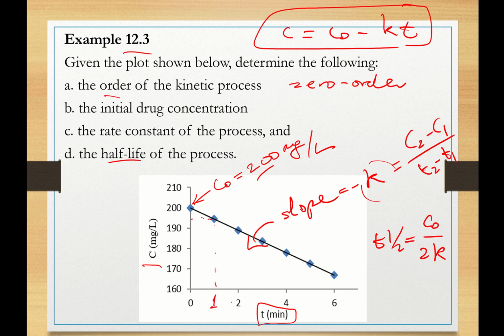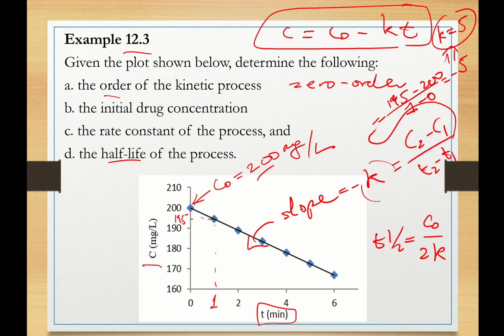So this time is 1 minute, and that's maybe 195, right? So that should be, I'm just going to write it here because there is no space. So that would be 195 minus 200, and that's 1 minus 0. So the slope is minus 5, and therefore K is equal to 5.